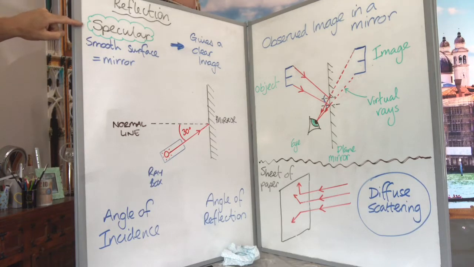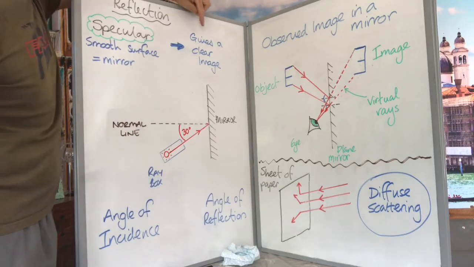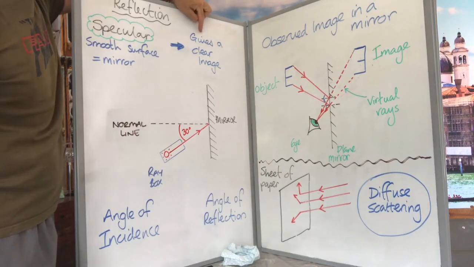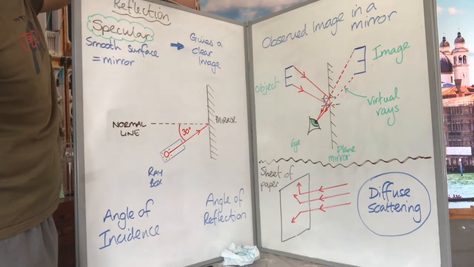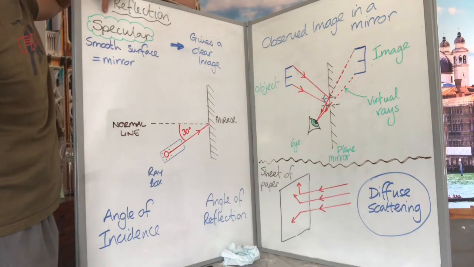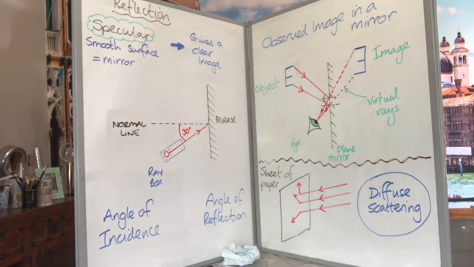Now this is where a smooth surface, like a mirror, will reflect the light rays and it will produce a clear image. So when we look in the mirror, we can see a clear image. That is specular reflection. Okay, so more about specular reflection. There is a simple rule that we need to know.